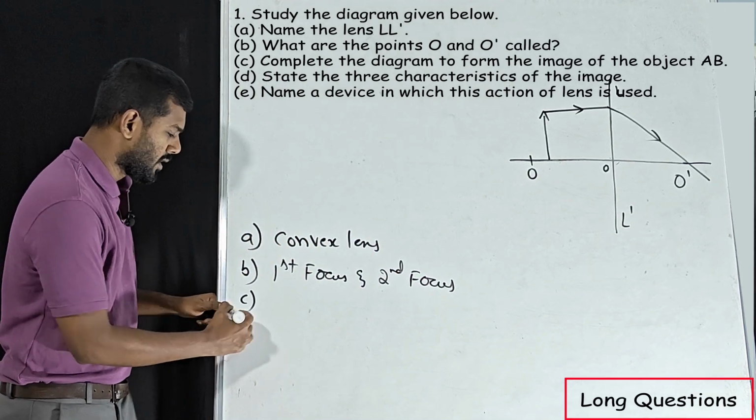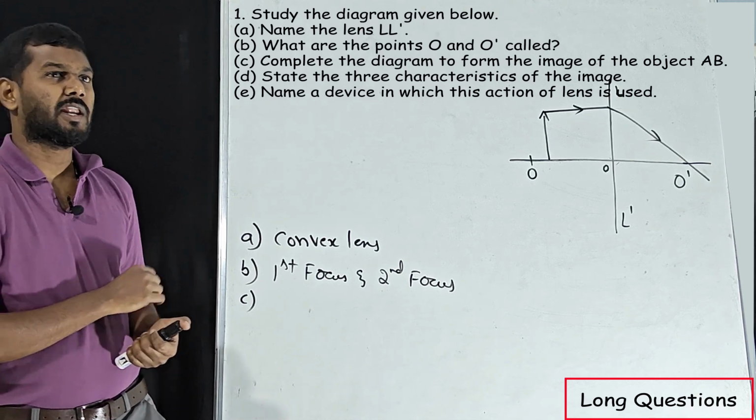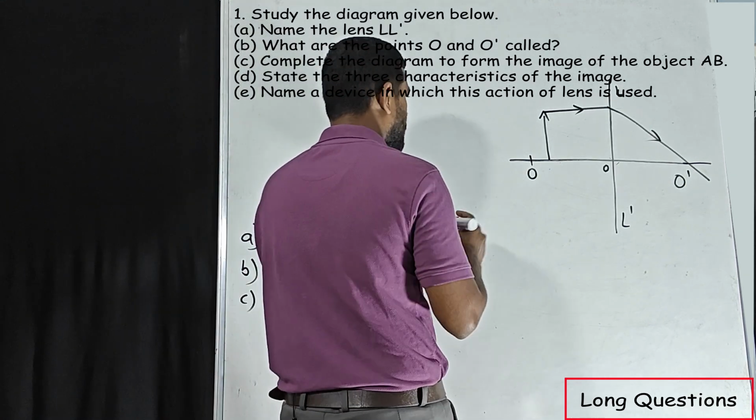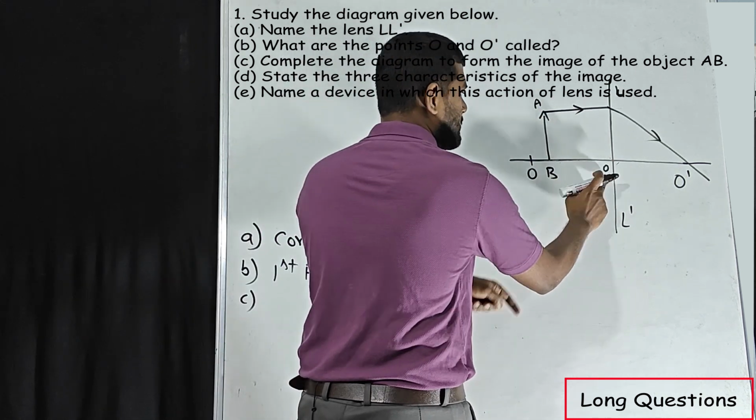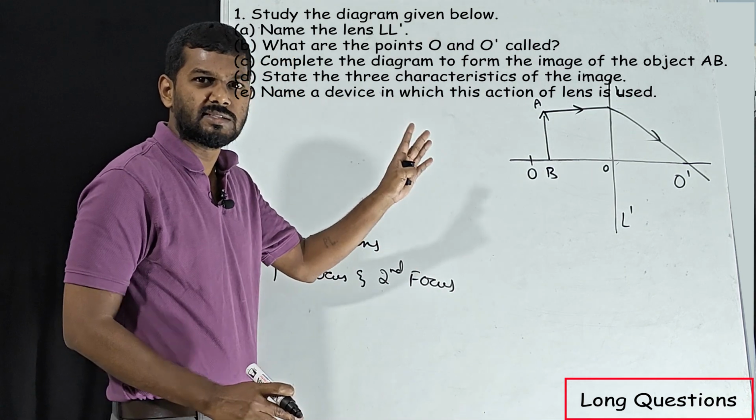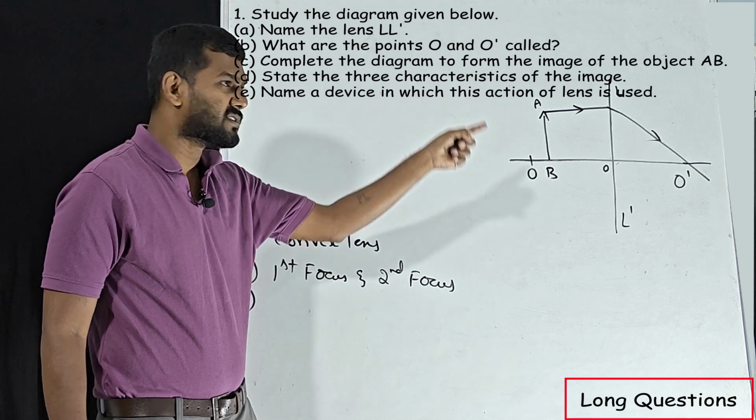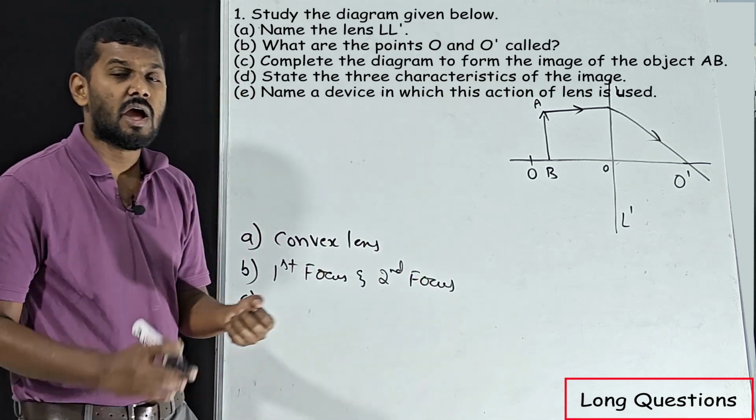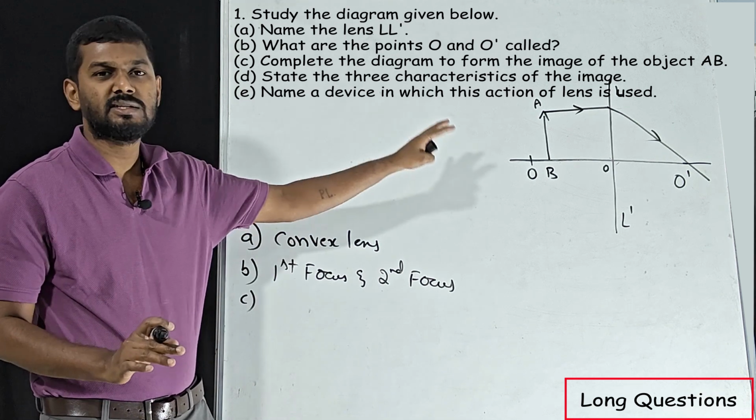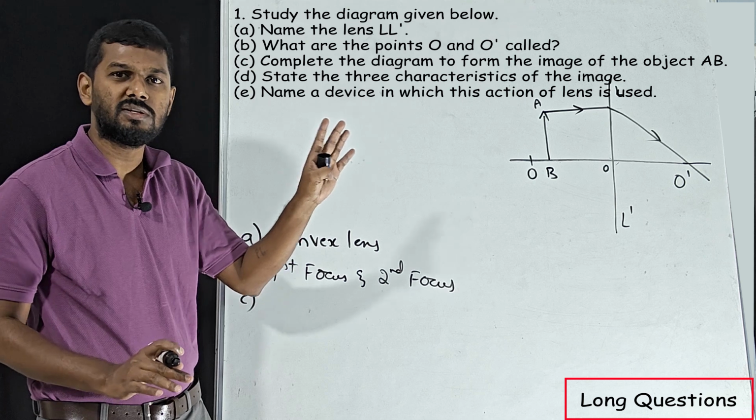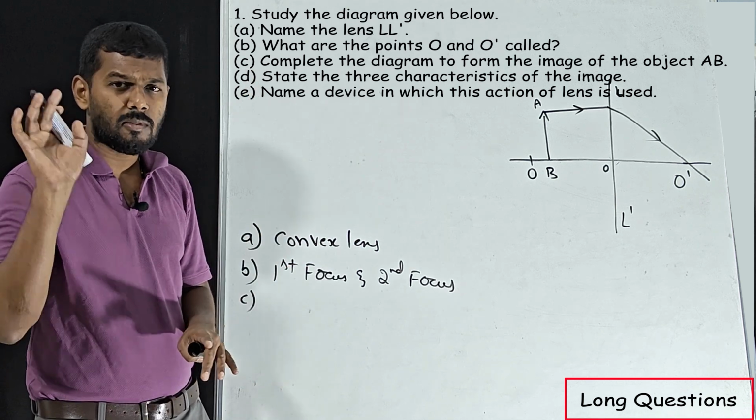That's it. Third sub question: complete the diagram to form the image of an object AB. Listen, if this is the first focus and this is the optic center of the lens, and the object is placed between focus and optic center, we know this is a convex lens. How to draw the ray diagram, all those things we have learnt. This complete theory solution is based on that concept. So you have to learn all those things first, then this video will be useful.